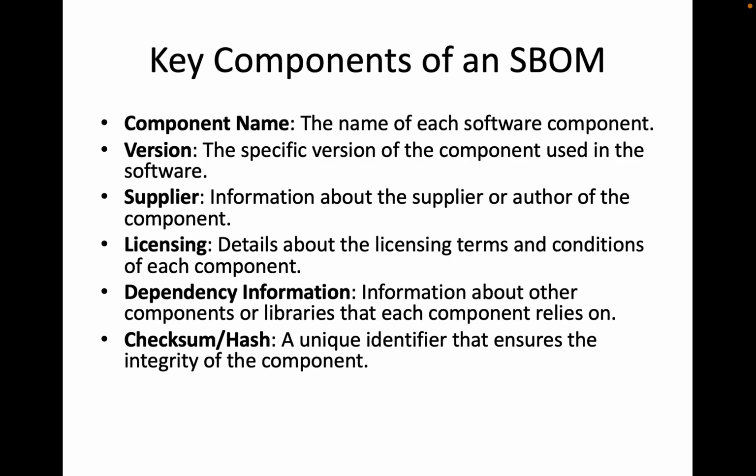The key components of an SBOM: the component name, and the version, the specific version of the component used in the software; supplier, information about the supplier or the author of the component; licensing details, the licensing terms and conditions of each component; dependency information about the other components or libraries that each component relies on; and then there's a unique identifier, or a checksum or hash, that ensures the integrity of the component.